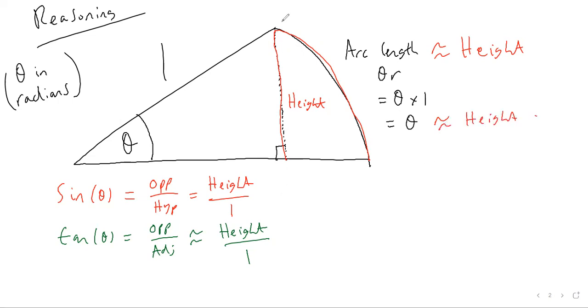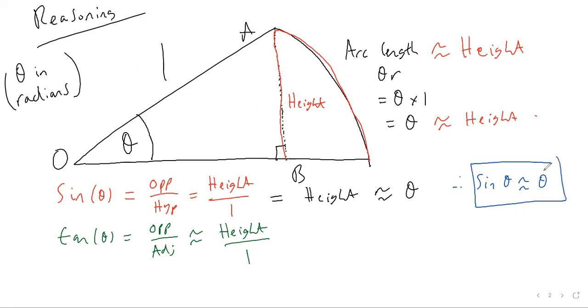Now let's look at this right angle triangle. I'll call this O, I'll call that A, and I'll call that B. So this right angle triangle OAB. We've got sine theta, which is opposite over hypotenuse. We have a hypotenuse of 1 and an opposite of this height there. So we can do height over 1, and height divided by 1 is just height. So sine theta is equal to the height, and the height is approximately theta, because we justified that earlier. So that means sine theta is approximately theta when theta is a small angle.